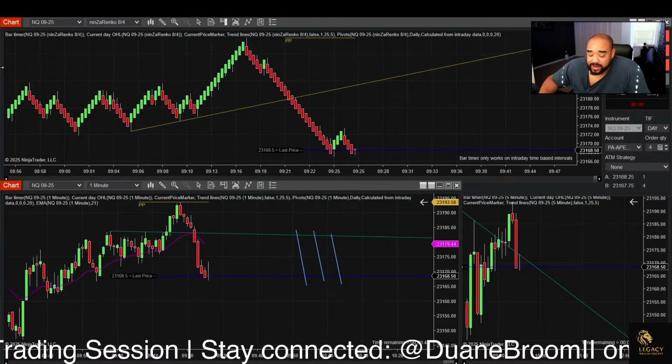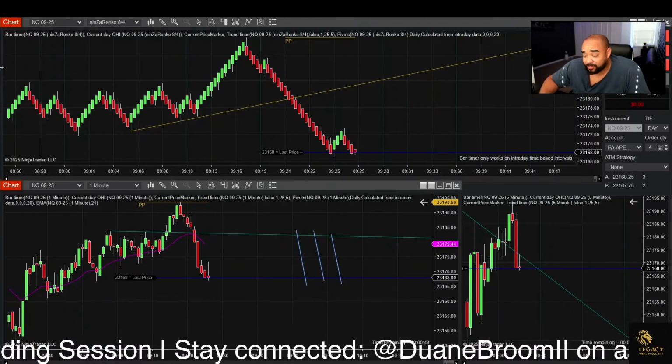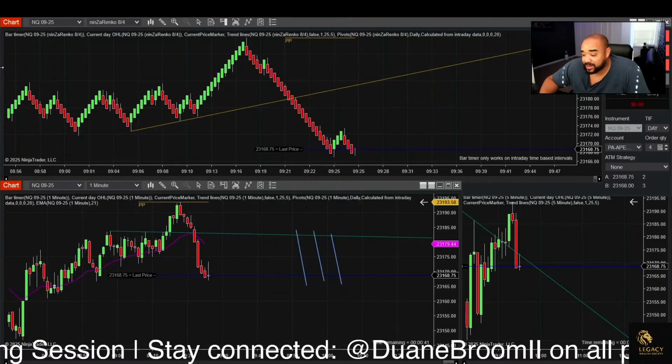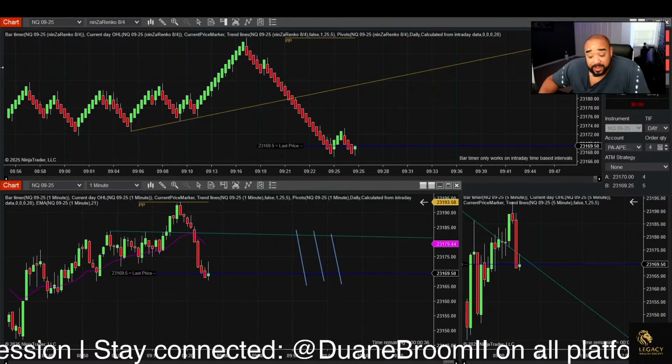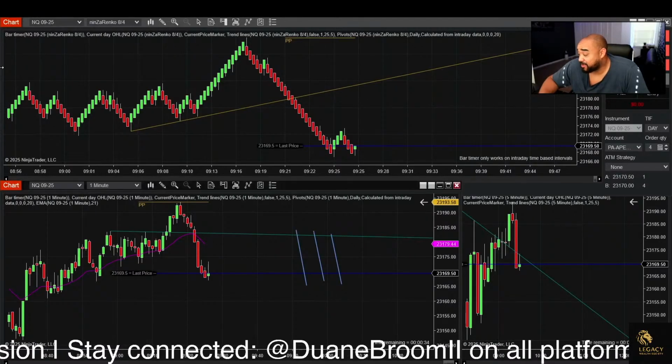But as it sits right now, we got the pivot point right above us, and we know that's a magnet at 23,193.75. So keep that in mind. We're going to play it safe today.